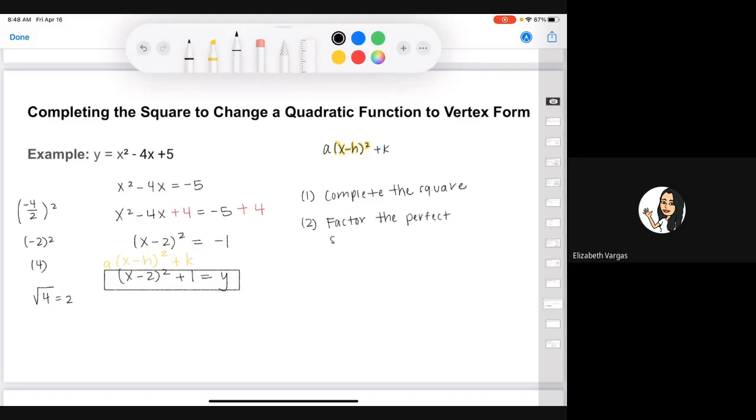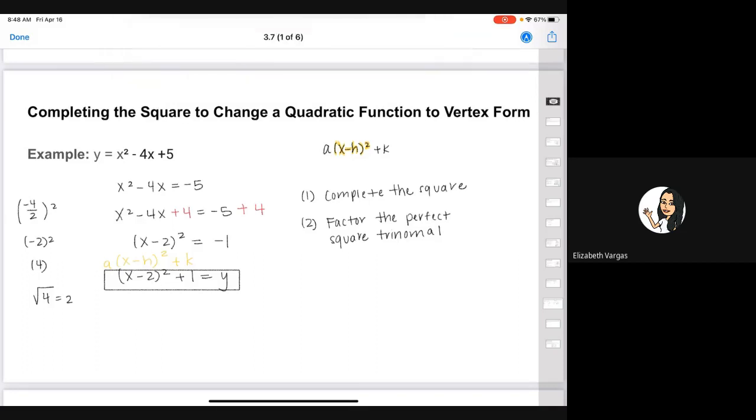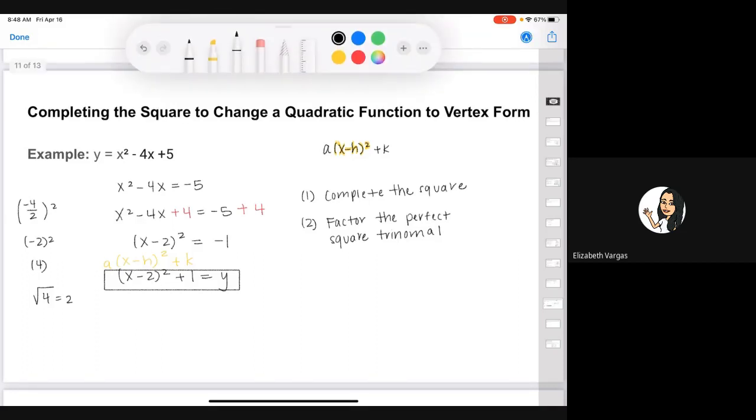And then that will allow you to get your answer in vertex form. Okay, so we completed the square here by adding 4 to both sides. Then you actually go ahead and factor that out, which is x minus 2, which we did over here. And then you move that c back over so that you can have it in your vertex form. Okay, any questions about what I did here? Questions?